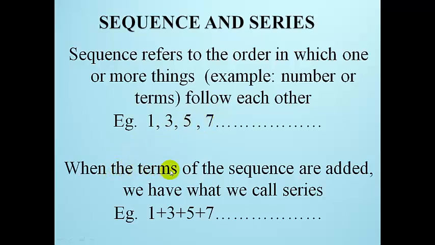Now, when the terms of the sequence are added, we have what we call the series. When we consider the sequence 1, 3, 5, and 7, and we add the terms together, that is 1 plus 3 plus 5 plus 7, in that order, we have what we call the series. So when we add the terms of the sequence together, we have what we call the series.